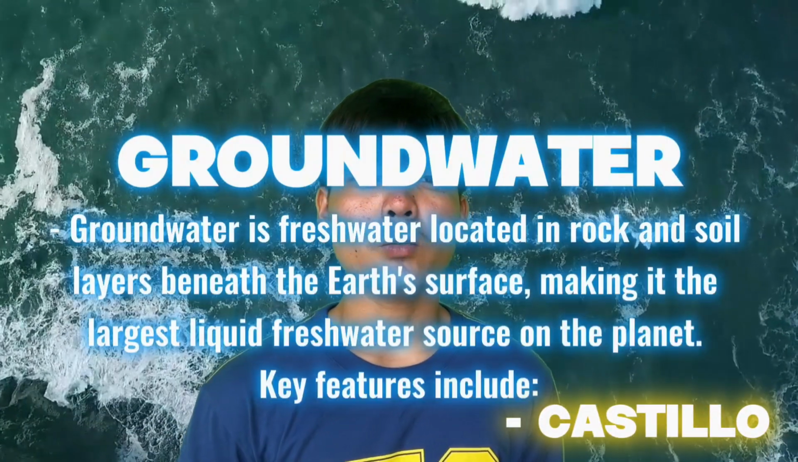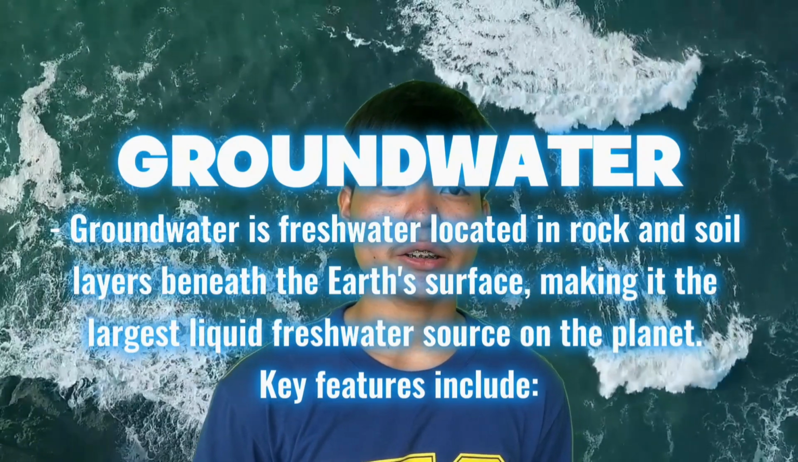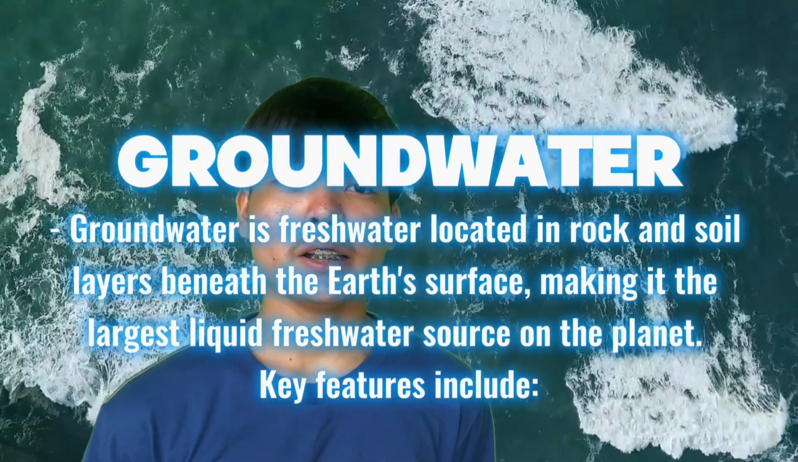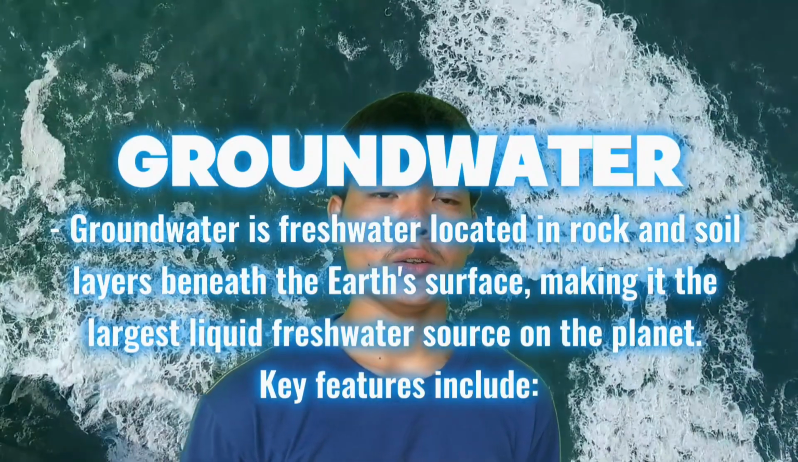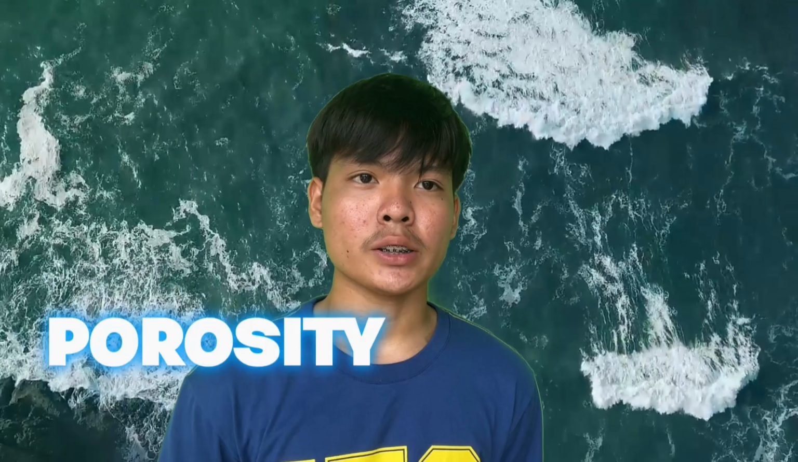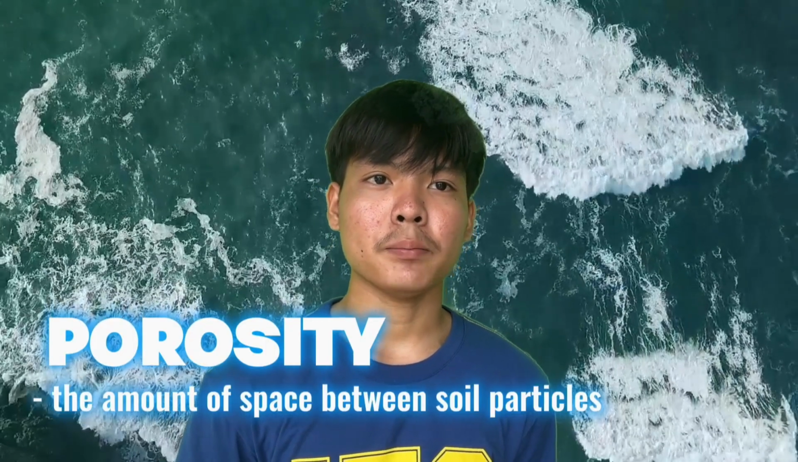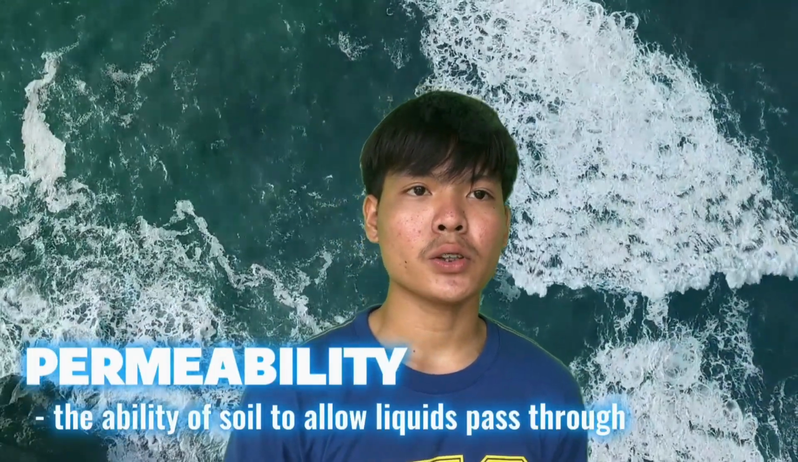Groundwater. Groundwater is fresh water located in rock and soil layers beneath the Earth's surface, making it the largest liquid freshwater source on the planet. Key features include aquifers, underground rock layers that contain groundwater. Their ability to hold water is determined by porosity, the amount of space between soil particles, and permeability, the ability of soil to allow liquids to pass through.